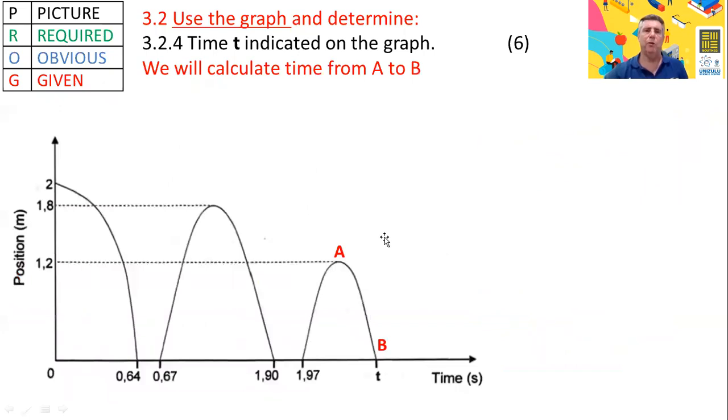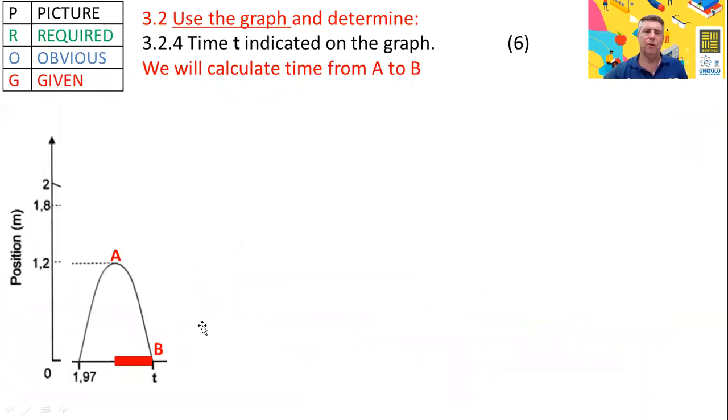Now, the way we're going to do this is we're going to calculate the time from A to B. So this will be the last fall from the last maximum height to the final bounce there, just to make some space. So we're focusing on the time, that time from A to B. And then we will simply take 1.97 and add 2 of those time periods to reach point T, remembering the fact that it takes the same time to go up as to go down.